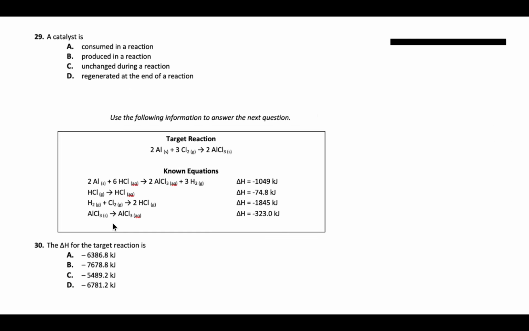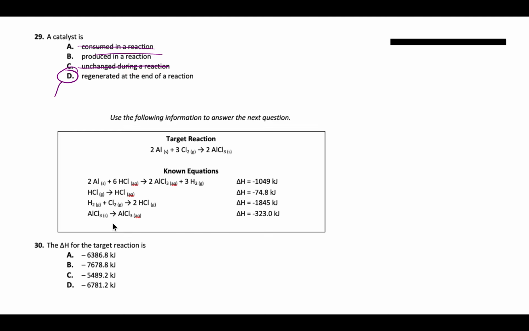Number 29, I think kids that take bio are good at this one. So number 29, asking what a catalyst is. It's not consumed in the reaction because it's not part of the reaction. It's not produced, for the same reason. It's not necessarily unchanged during the reaction, so it can change and then change back. But the best answer is D. It's regenerated at the end of the reaction.